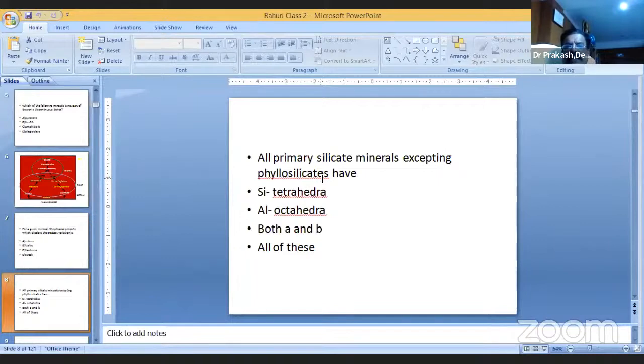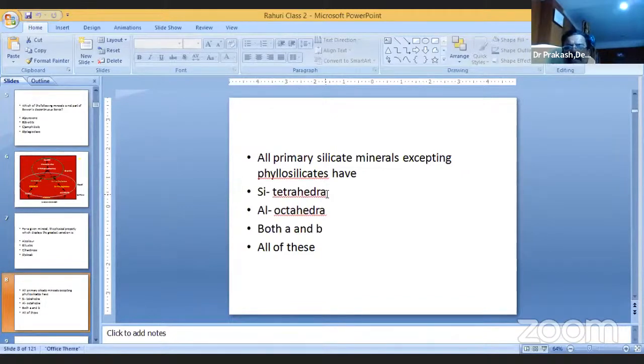Whereas in other primary minerals, so what I just listed, all of them will have silica tetrahedra only in the form of chains, discrete units, pairs, cycles, or a three-dimensional framework, except phyllosilicates. So the correct answer is: all primary silicate minerals excepting phyllosilicates have silica tetrahedra. That is the answer. That is what you have to think always.